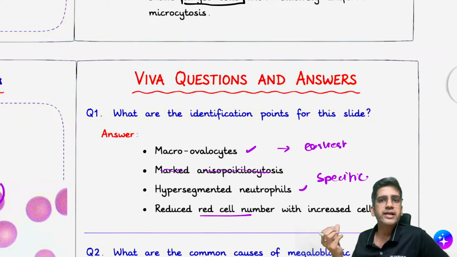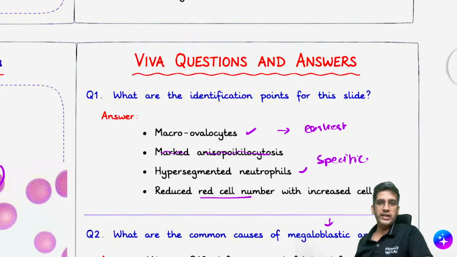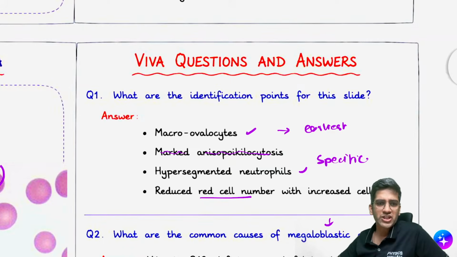There's no nutrition, right? It will not proliferate much. So obviously the RBC number will be reduced, right? Can anyone tell me the causes of megaloblastic anemia? Not a difficult question at all. Cause of megaloblastic anemia? There are only 2 causes, right? You know that for a fact.